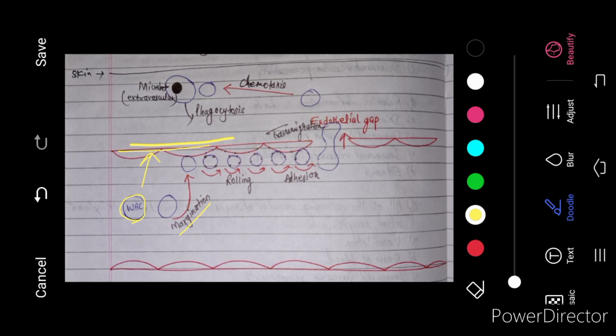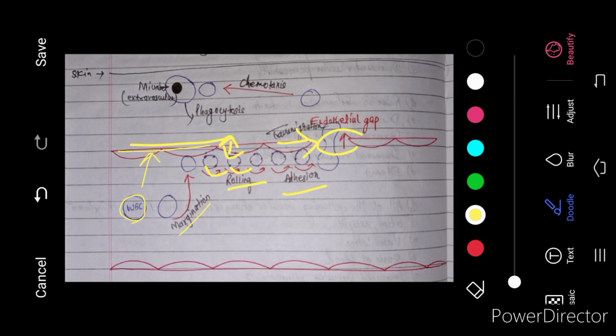Now since holes are present at a distance from WBC, WBC will start rolling at the periphery, forming transient bonds with the endothelial cells. And the second step is known as rolling. Now after it approaches the gaps, it has to stop. So the third step is known as adhesion.